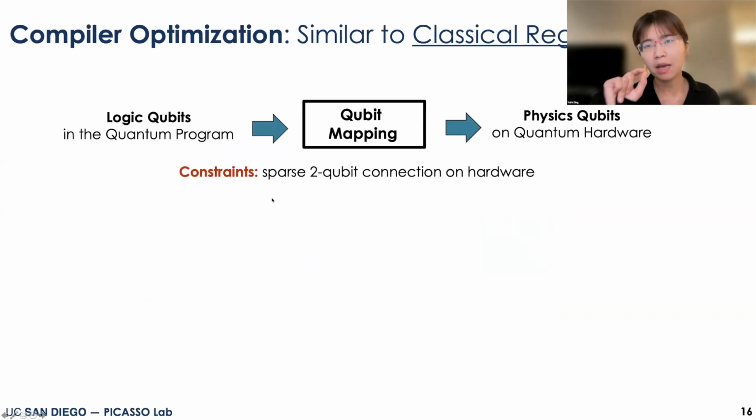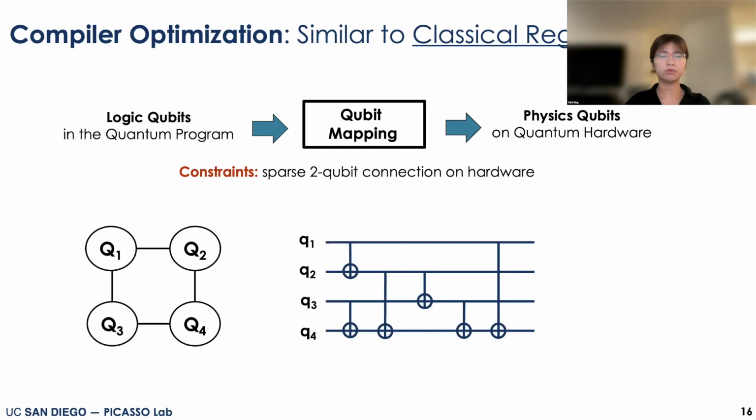So now it becomes a compilation problem because there's a gap between the programming and the real hardware. In programming, we assume any 2 qubit gate can be applied to any pair of qubits, but on the hardware, there's no direct connection. This gap can be solved by a compilation pass called qubit mapping, and this part is very similar to the classical register allocation problem, but there the constraint is a limited number of registers, and here the constraint is a limited number of connections.